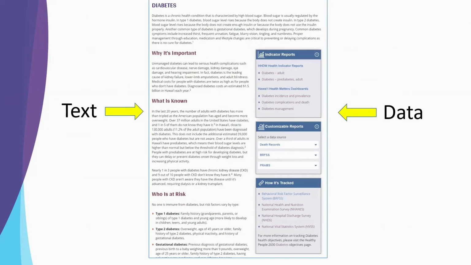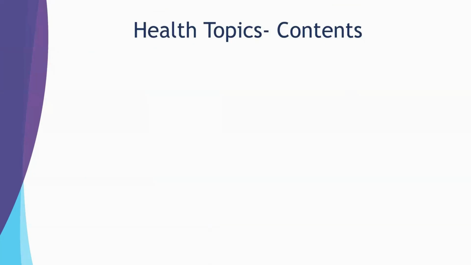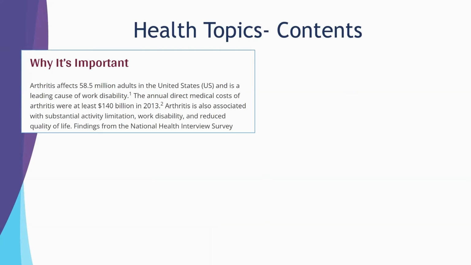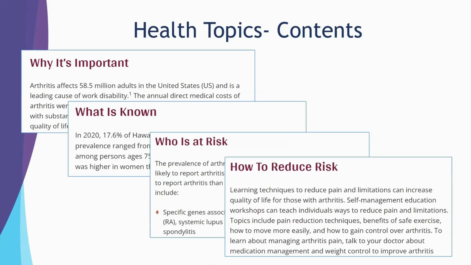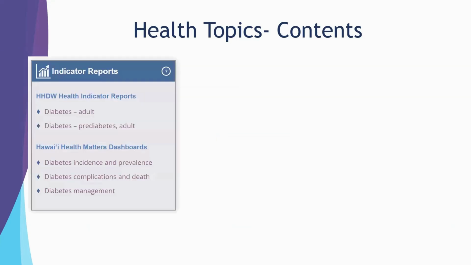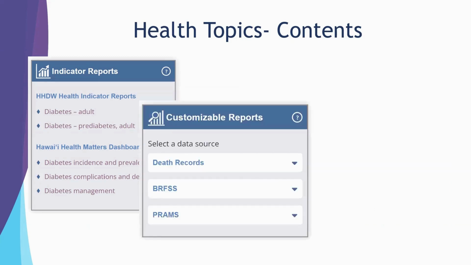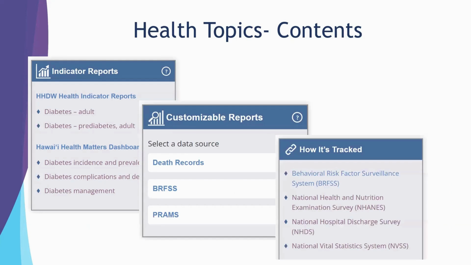Each health topic is composed of two parts. On the left side is the text that gives you important information relevant to the topic area, and on the right side is where you find the data. In the text on the left side, each topic includes a definition of the topic with key terms, followed by sections which answer the following questions: why it's important, what is known, who is at risk, and how to reduce risk. For the data on the right side, each topic includes three options for exploring the data: indicator reports, which include HHDW Health Indicator Reports and Hawaii Health Matters dashboards, customizable reports, and how it's tracked.